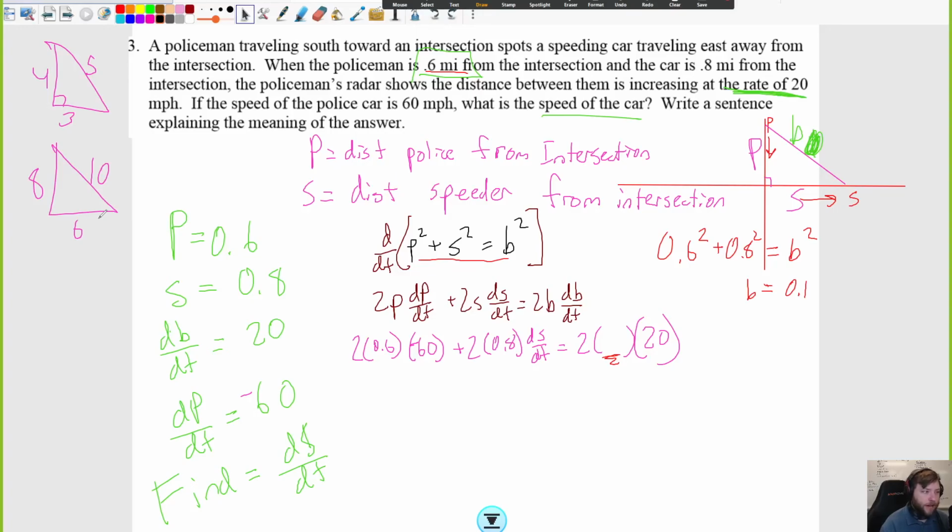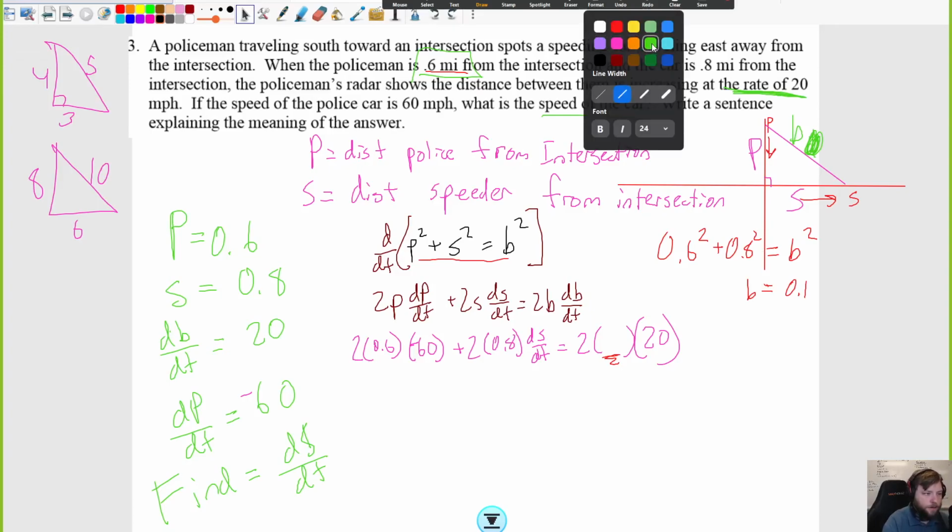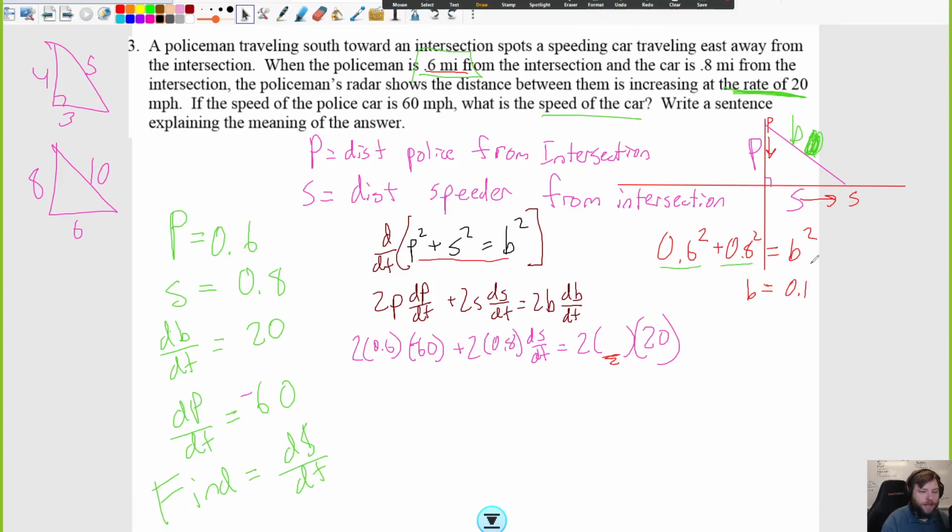So what we actually have here, and now you got to plug this into a calculator, folks. You could have done it this way. But we have a 6, 8, 10 triangle right here. So that's how I know B is 0.10 or 0.1. It's a little shortcut you can look at later. But 0.1. And B, yeah, we're good with that. And the car is speeding away, so I know it's going to be positive 20.